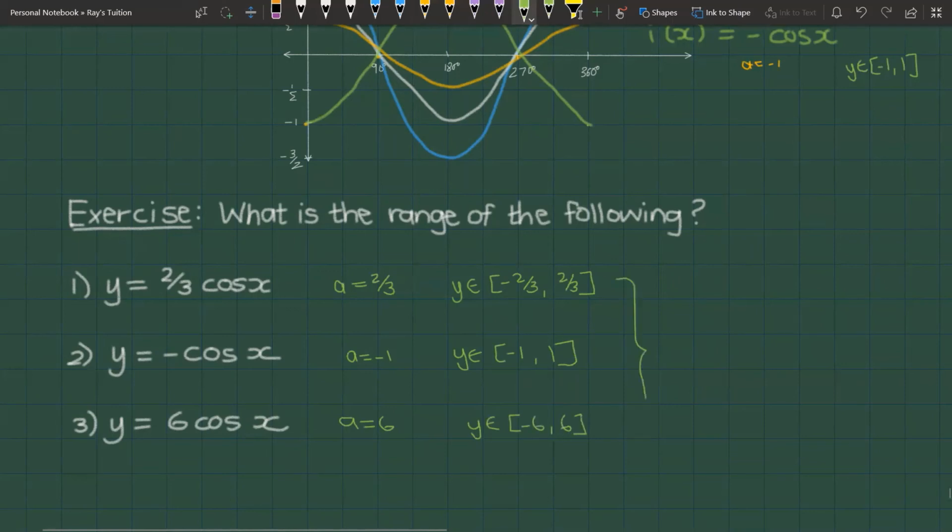In general, we can say that our range goes from -A to A, depending on whether A is positive, then you might need to swap them around. Please be careful that this would only be the case when there are no other changes, so only the amplitude has been changed.